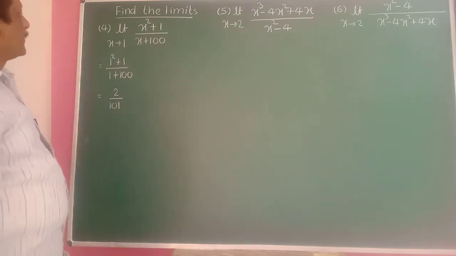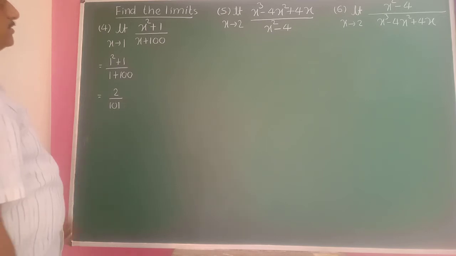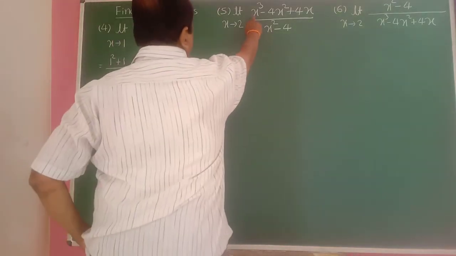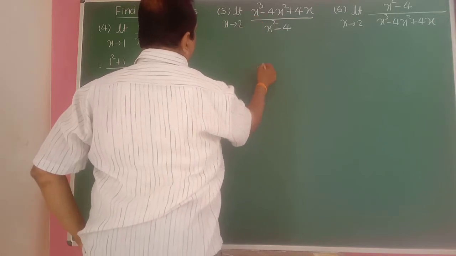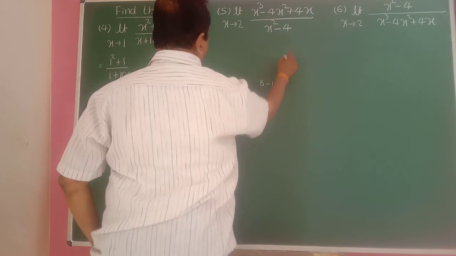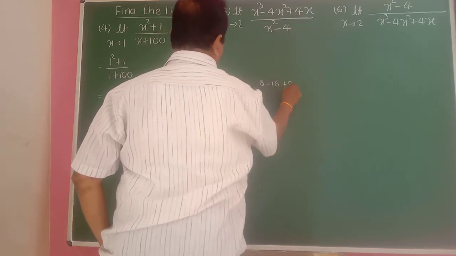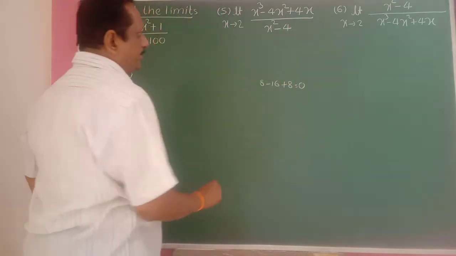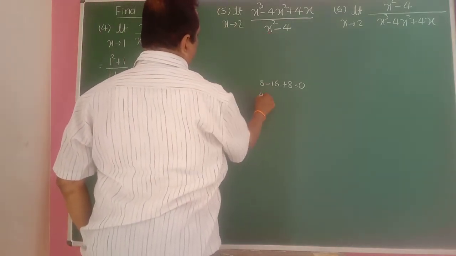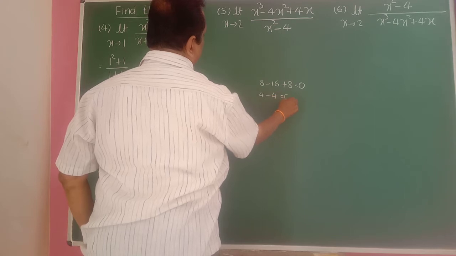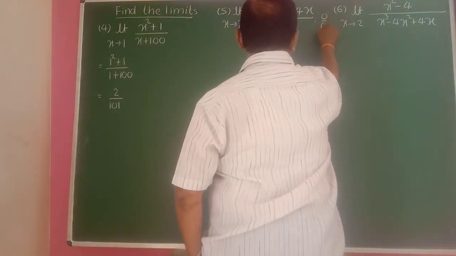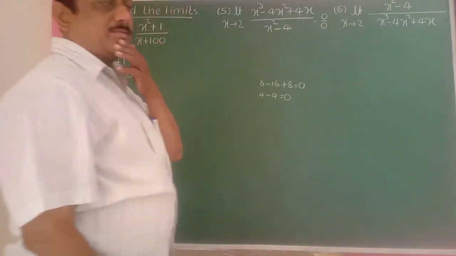In the fifth example here, if you put x value 2: 2 cube is 8, and 2 square is 4, 4 fours are 16, minus 16, 4 twos are 8, plus 8, it becomes 0. And in the denominator put x value 2: 2 square is 4, minus 4 gives 0. Means you will get a 0 divided by 0 form, 0 upon 0 form.